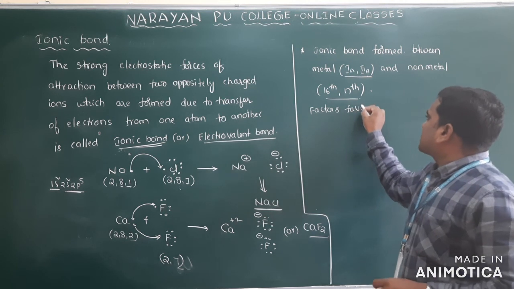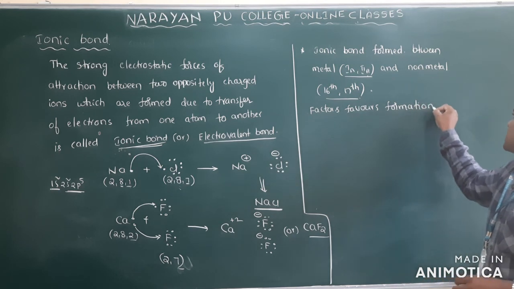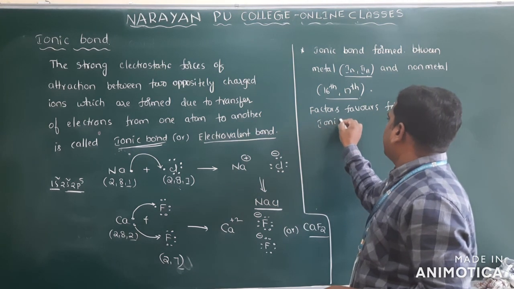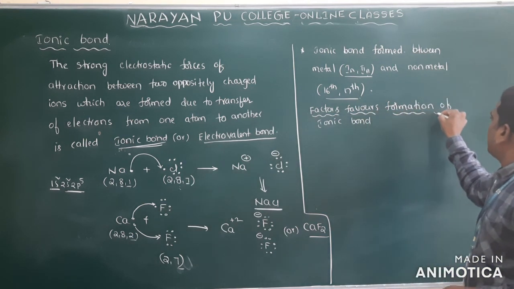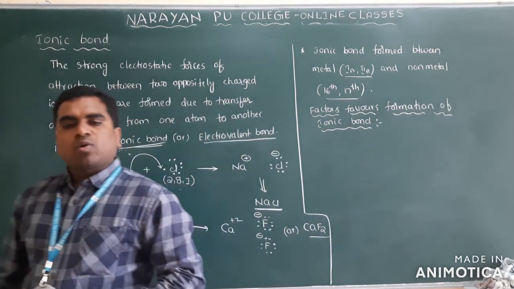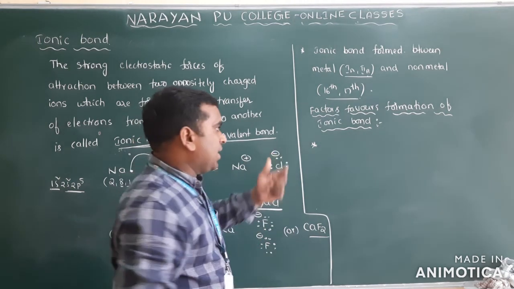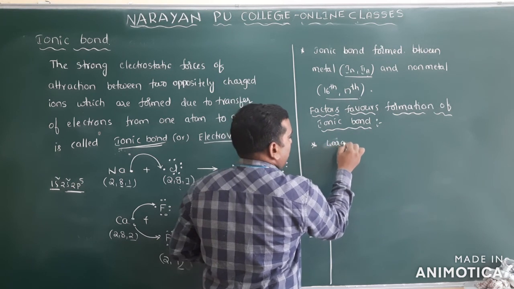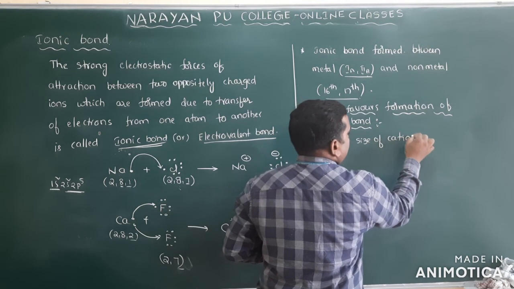And now, same as before, we will discuss the factors. Factors favoring the formation of ionic bond. Factors favoring the formation of what bond here? Ionic bond. Clear? So, the same way we discussed the covalent bond, we have to discuss here, and it is exactly the opposite of what we discussed for the covalent bond. Clear? In the covalent bond, cation size should be small. But here, in ionic bond, large size of cation. Clear?